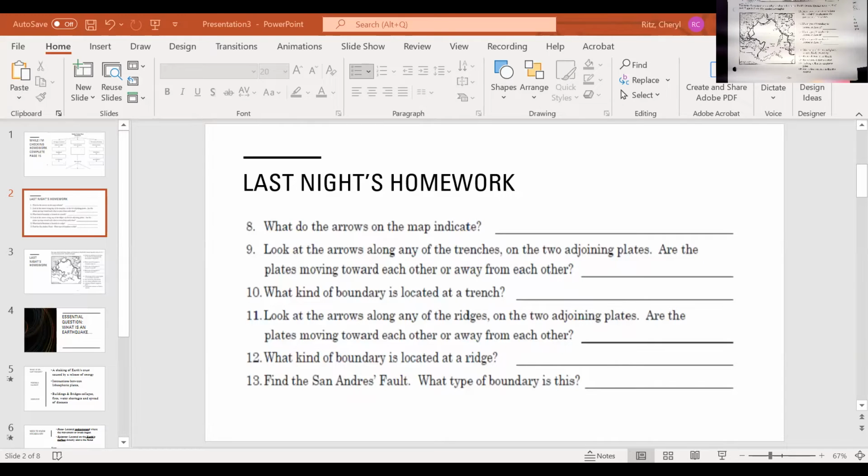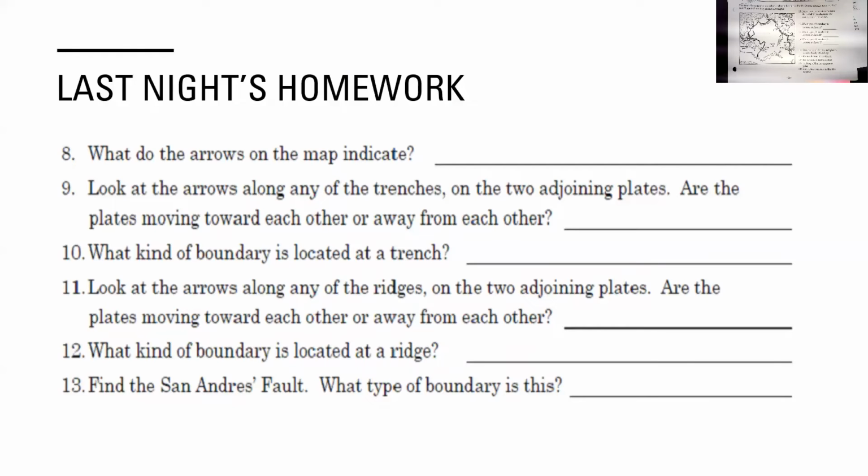So what do the arrows indicate? What does the reference table tell us the arrows are? They are motion. It does say it's relative motion. But it doesn't tell you if it's moving north, south, east, or west. It tells you which way it's moving compared to its neighbor.